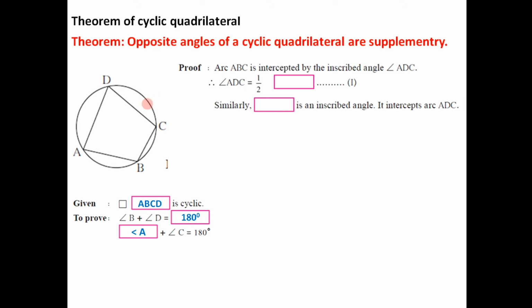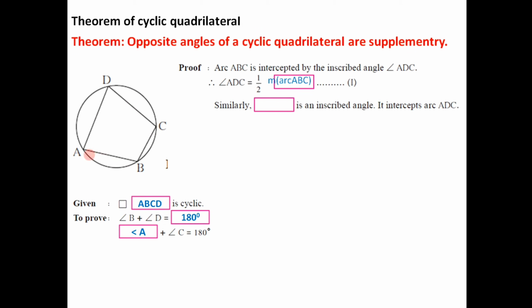As we can observe in the diagram, arc ABC is intercepted by angle ADC. The sides of angle ADC pass through the two end points of this arc. That's why arc ABC is intercepted by angle ADC. So by using the inscribed angle theorem, we can write: measure of an inscribed angle is half of the measure of its intercepted arc. That means angle ADC is equal to half of the measure of arc ABC.